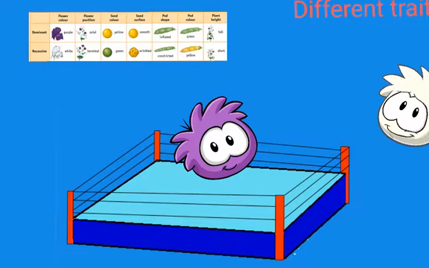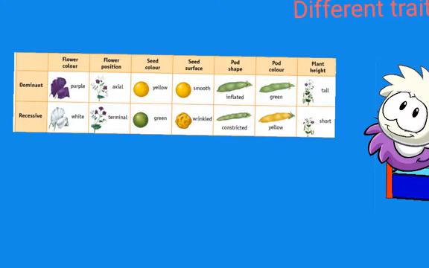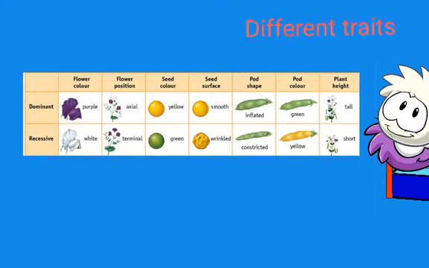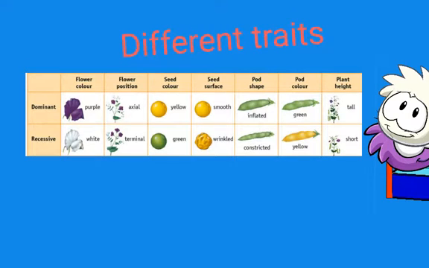Mendel studied seven traits in pea plants: the pea shape, the pea color, flower color, flower position, plant height, pod shape, and pod color. Each trait had a dominant allele and a recessive allele shown in this table.